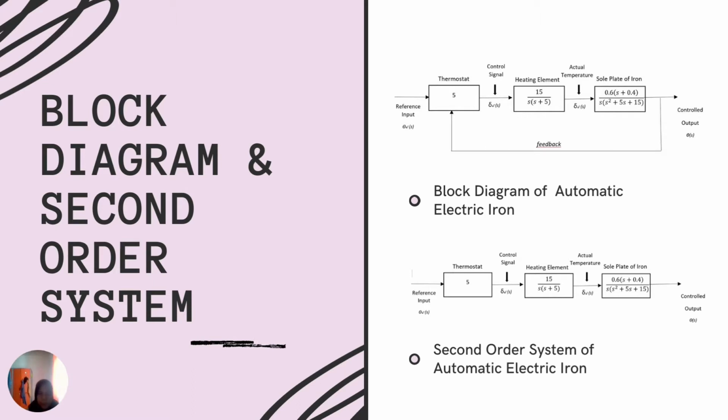So as you can see in the block diagram for the automatic electric iron, we have the thermostat as the input, and then we proceed to the heating element, and the output is the sole plate of iron, while the feedback goes back to the thermostat. For the second order system, we simplify it as it is. We have thermostat, heating element, and sole plate of iron.